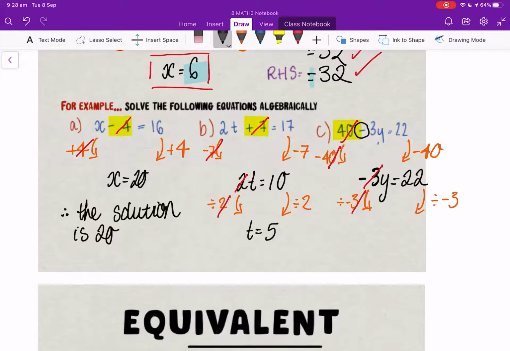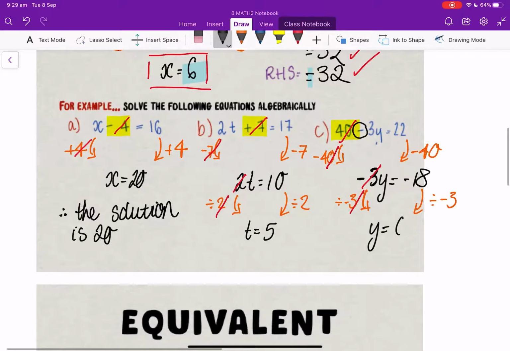Oh, I forgot to take away 40. Here. 22 minus 40 becomes negative 18. Oops, okay. Now I'm left with y equals negative 18 divided by negative 3. So two negatives make a positive, and so y equals 6. So therefore the solution is 6, okay?